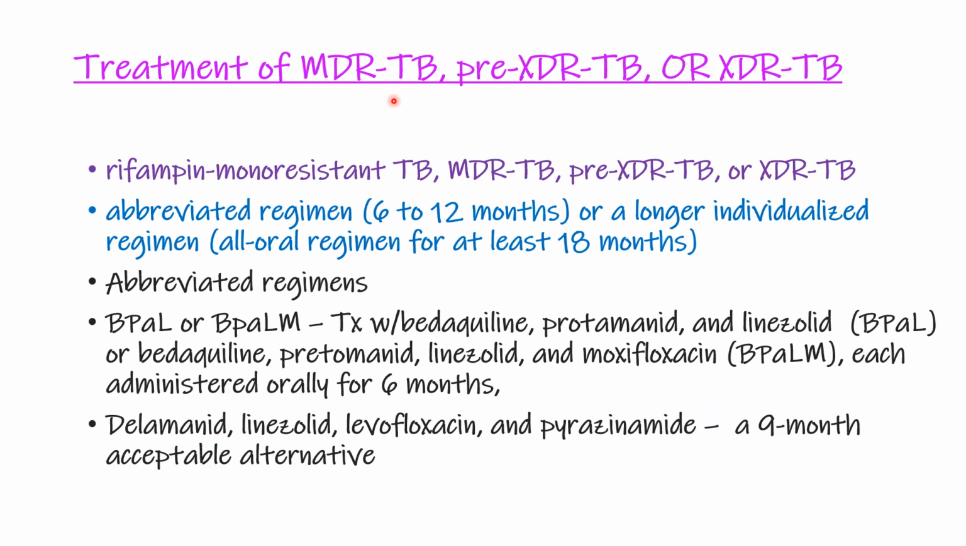Next is treatment of multi-drug resistance among the rest of the drug resistant TBs. Here we have two options: an abbreviated regimen, good for 6 to 12 months, or a longer individualized treatment, which is all oral medication for at least 18 months. In the abbreviated regimen there are two options. The preferred one is the first, bedaquiline, pretomanid, and linezolid, for 6 to 12 months, or you do bedaquiline, pretomanid, linezolid, and moxifloxacin. You just add moxifloxacin and administer them orally for 6 months.